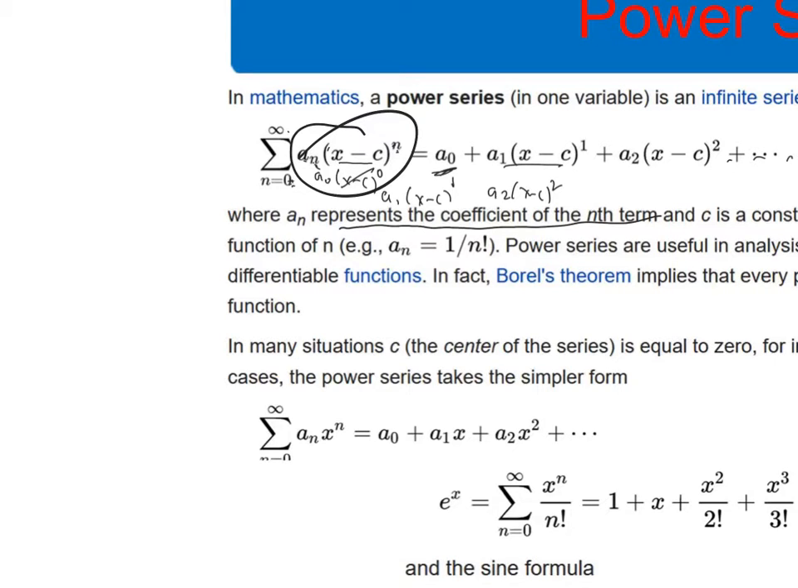Well, nth isn't really infinity. The nth term could be the 10th term, 100th term, thousandth term. But when I put the summation as n goes from 0 to infinity, it is the infinity term, if there ever was one.